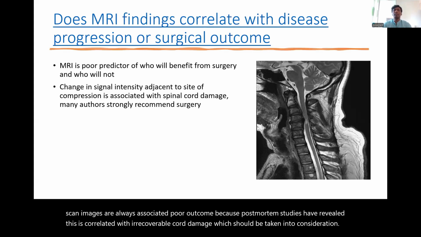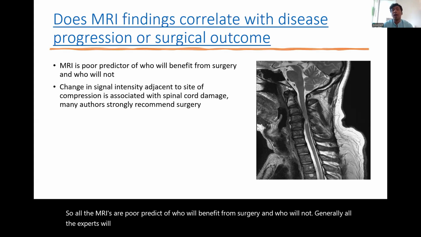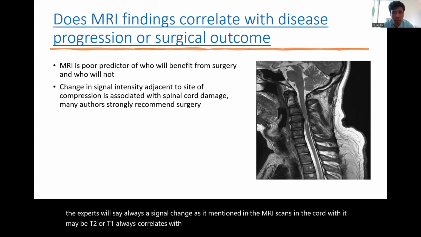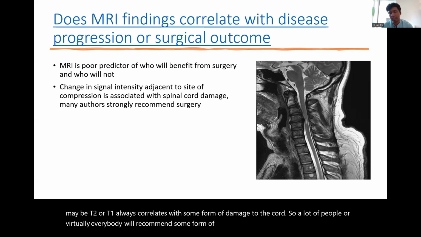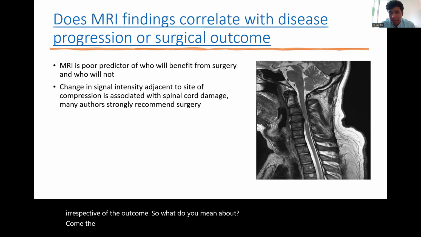So although MRI is a poor predictor of who will benefit from surgery and who will not, generally all the experts will say a signal change in the cord, whether it be T2 or T1, always correlates with some form of damage to the cord. So a lot of people, or virtually everybody, will recommend some form of surgery if there are any signal changes, irrespective of the outcome.